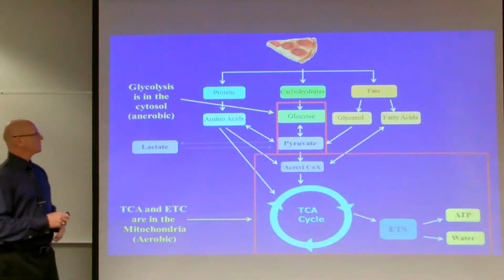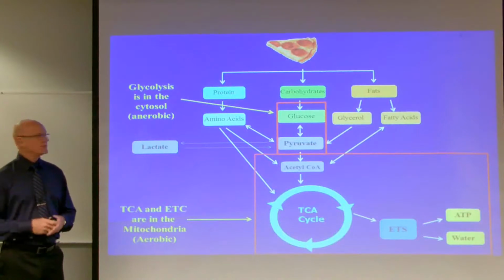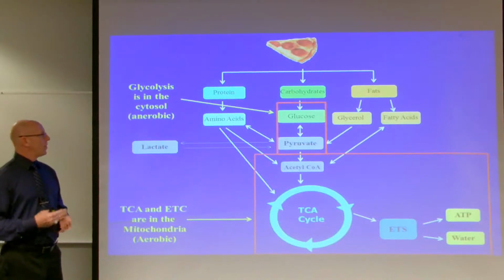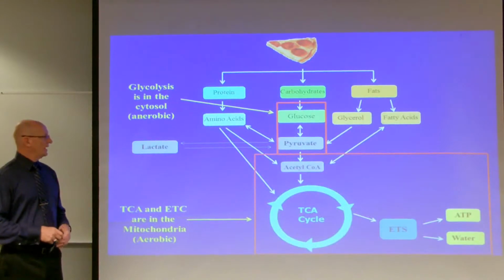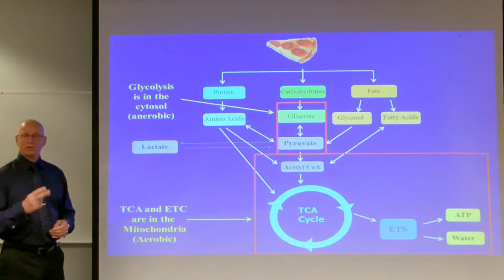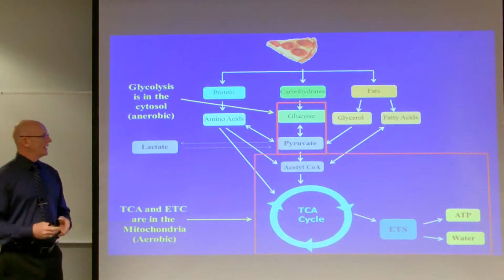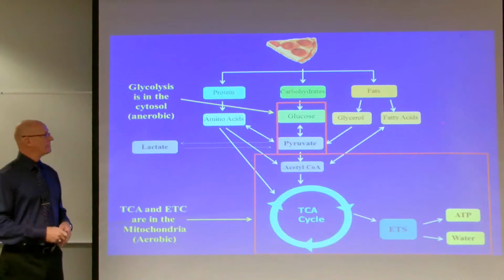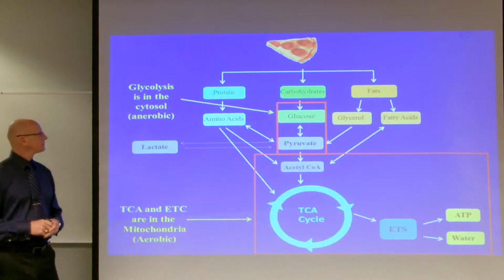Okay, a general overview. Say if we eat a slice of pizza, it will be broken down into proteins, carbohydrates, and fats. Now, the carbohydrates will be broken down to a glucose molecule. And then glycolysis is the process of converting glucose, a 6-carbon molecule, into 2 3-carbon molecules of pyruvate. And fats will be broken down into the glycerol backbone and fatty acids. And protein will be broken down to their amino acids.